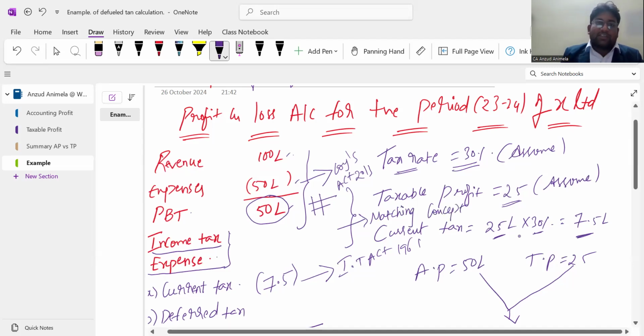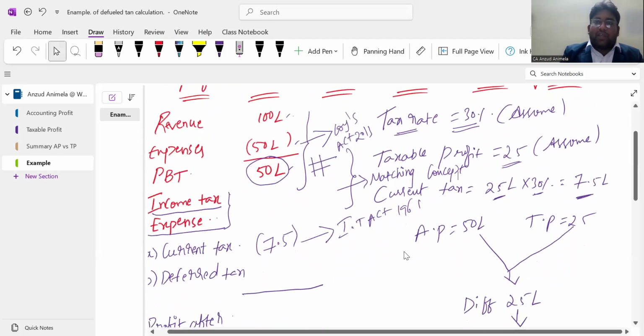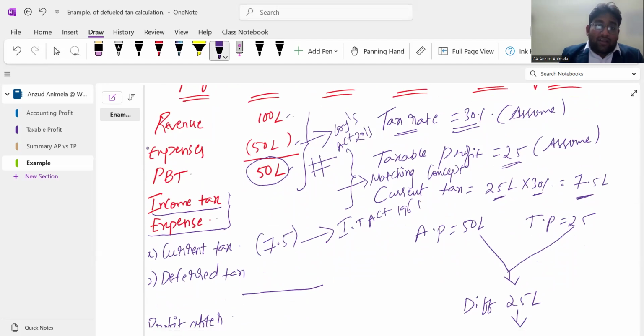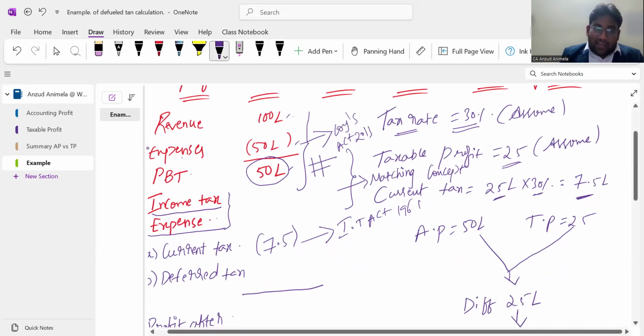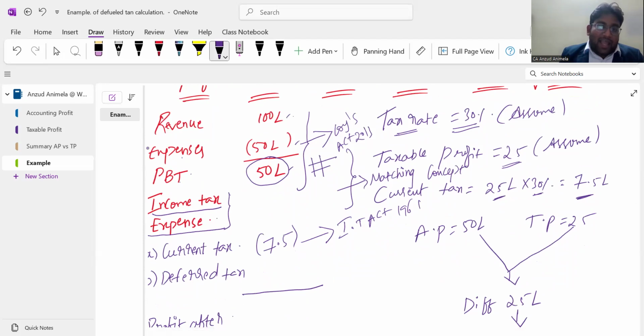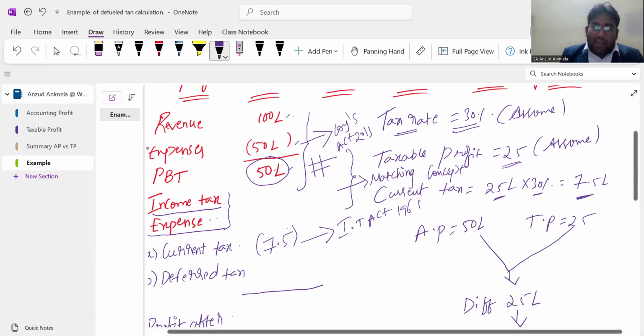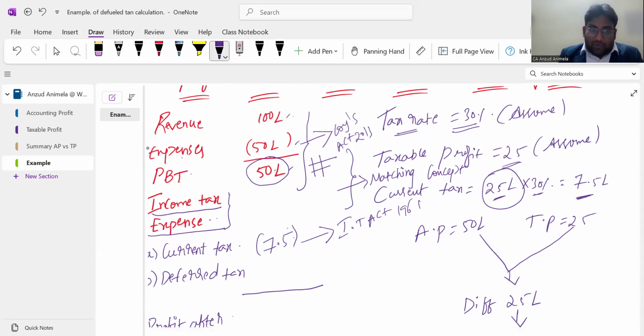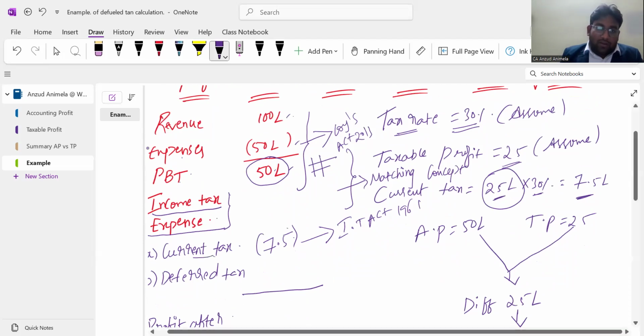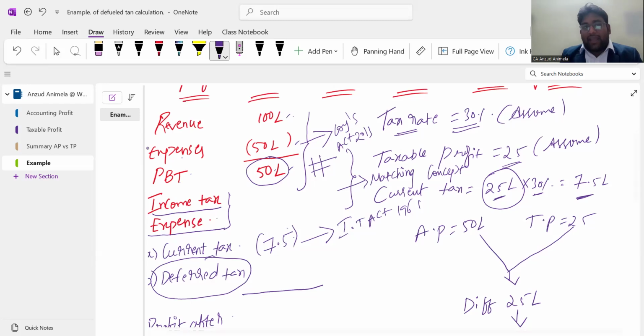That means expenses and revenue should have a relation. Here, revenue and expense have a relation. Profit before taxes also has a relation. But current tax does not have any relation, because this 7.5 lakh does not belong to the 50 lakh. The 7.5 lakh belongs to this 25 lakhs. That's why, to make the matching, we have introduced the concept called deferred tax.